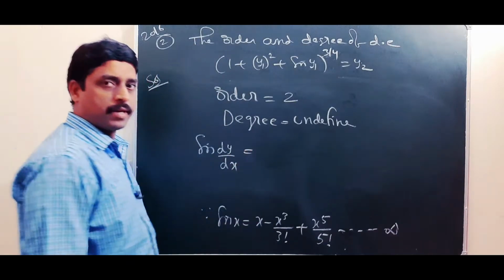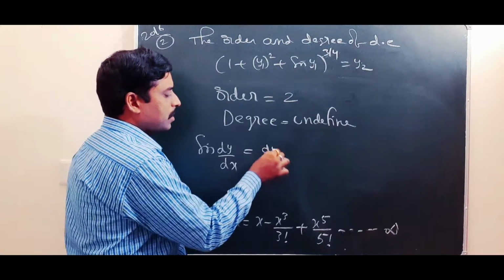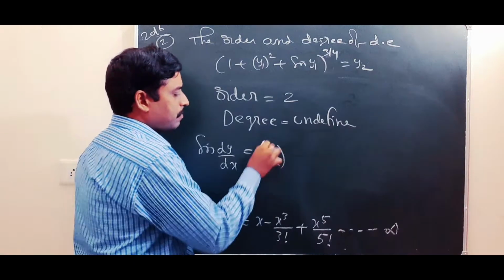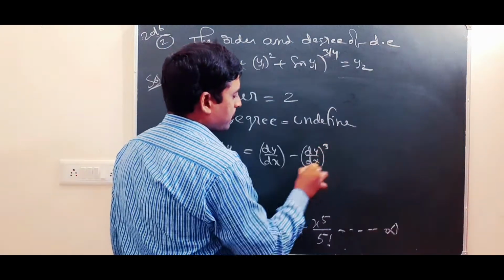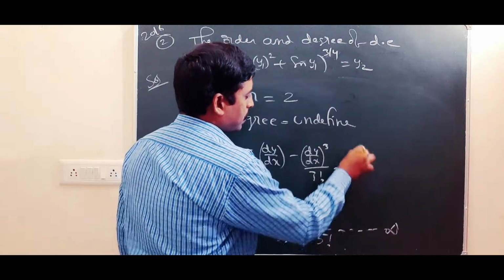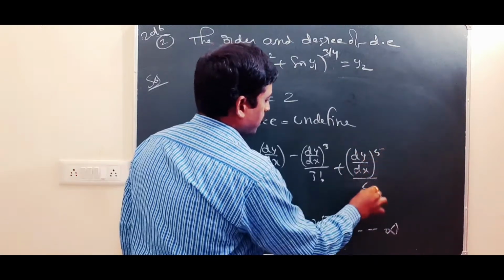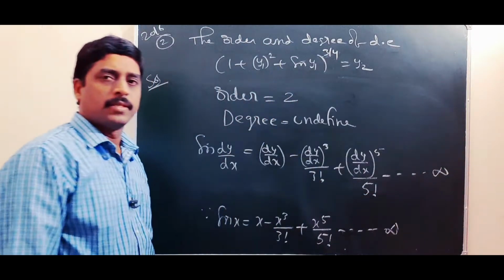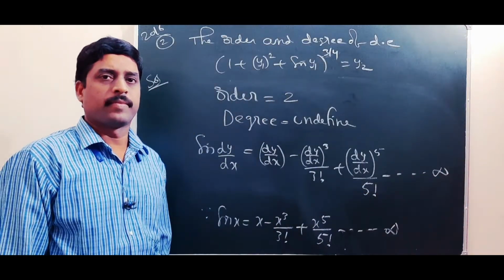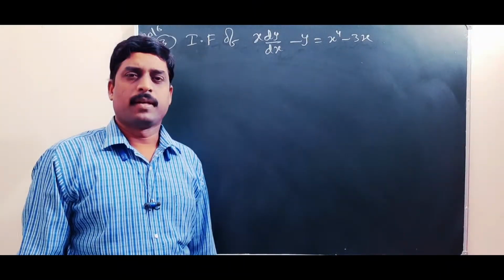Sin dy by dx expands as dy by dx minus (dy by dx) whole cube by 3 factorial plus (dy by dx) whole to the power 5 by 5 factorial, minus and so on to infinity. This is not a polynomial equation, so degree is undefined. Let us go to the next problem.